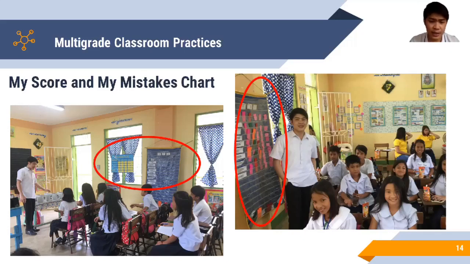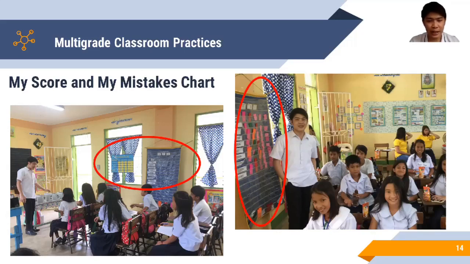And then the My Mistakes chart has no names. Only item numbers are written, and they just mark which items they made mistakes on. And what's the purpose? That is, of course, for the teacher to easily catch up with the activities.